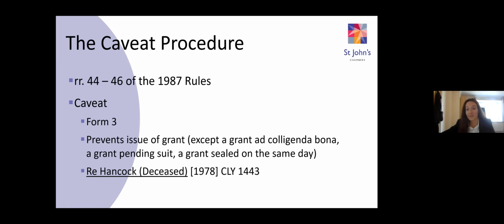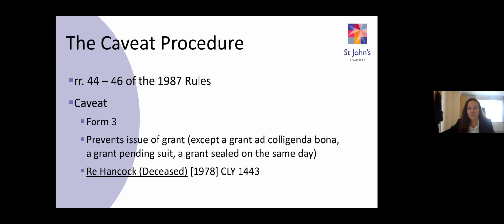And as to the caveat procedure itself, this is governed by rules 44 to 46 of the 1987 rules. The draft probate rules include replacement of this procedure with an objection procedure, but as again, there is no date for that implementation, I will just consider the position as it stands under the 1987 rules.